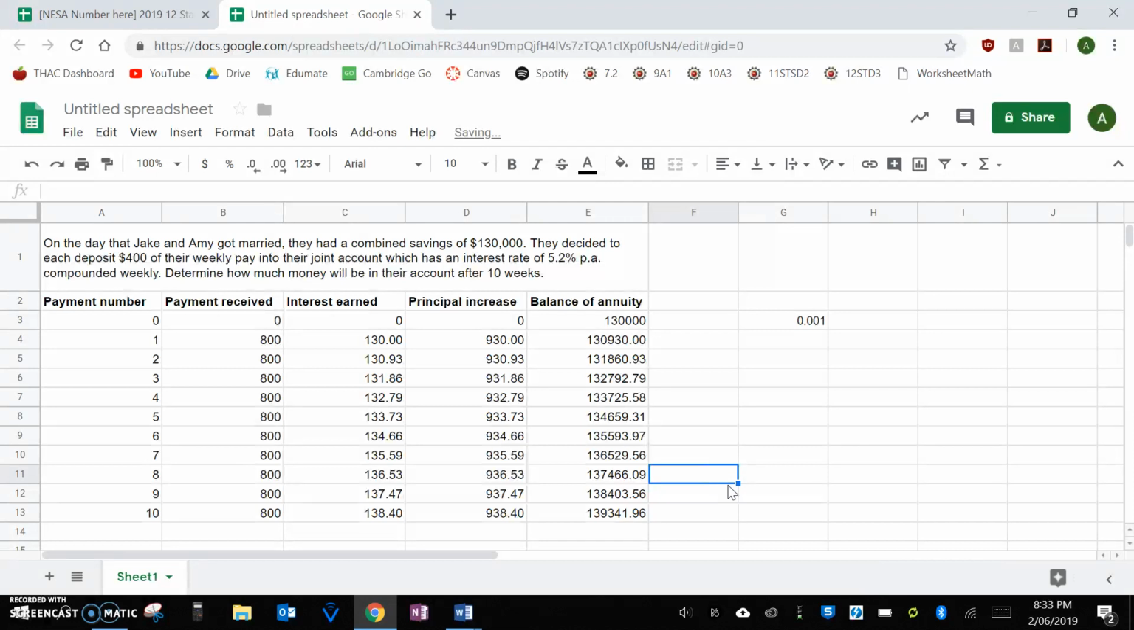So to answer this question, how much money will be in their bank account after 10 weeks? There will be $139,341.96.